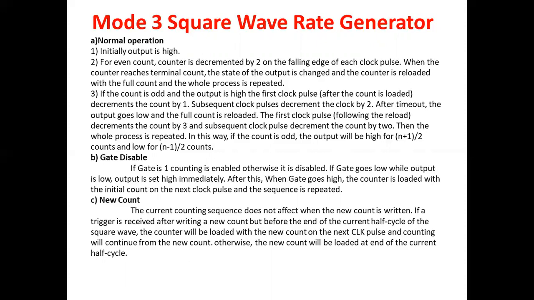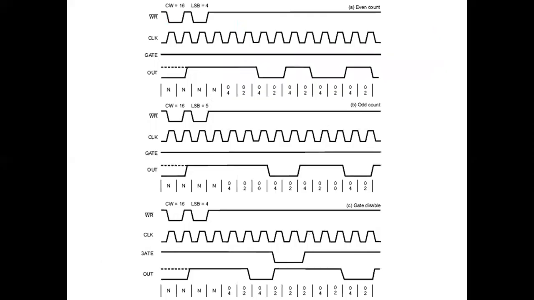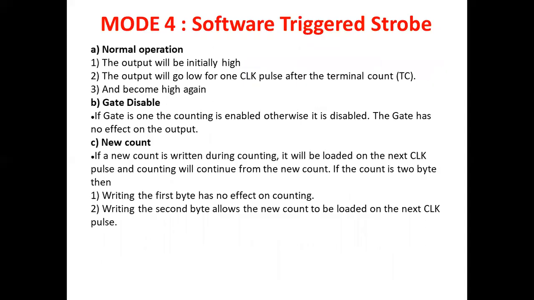By changing the count value, the time period of the square wave can be controlled. After completion of the count, the output state is changed and the counter is automatically reloaded with the full count, and the above process will be repeated. Next, I am going to mode 4, that is the software trigger strobe. In the software trigger strobe operation, the counter output will be high after the mode is set.